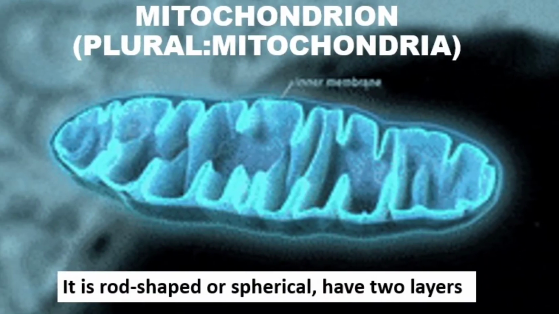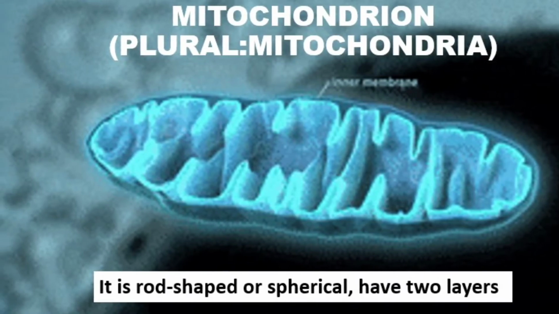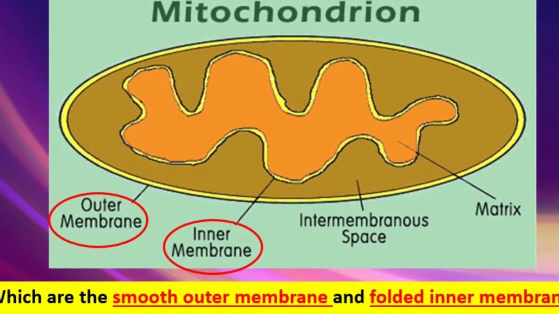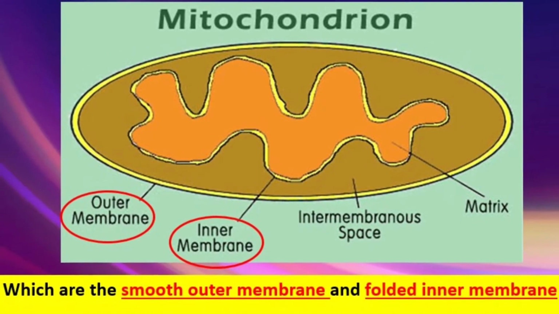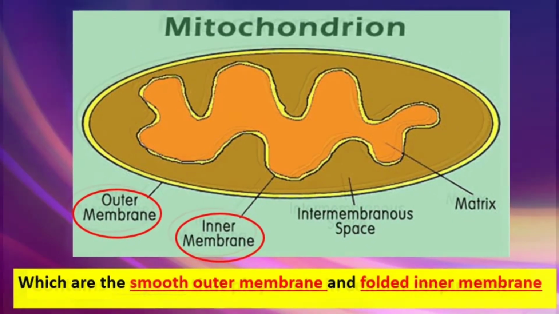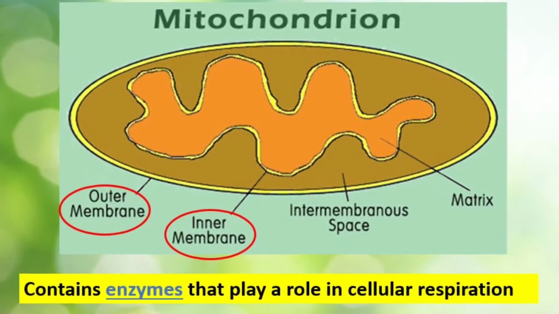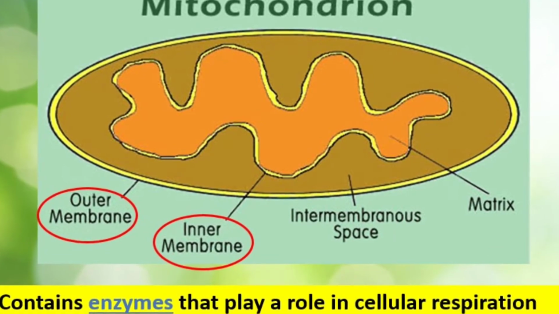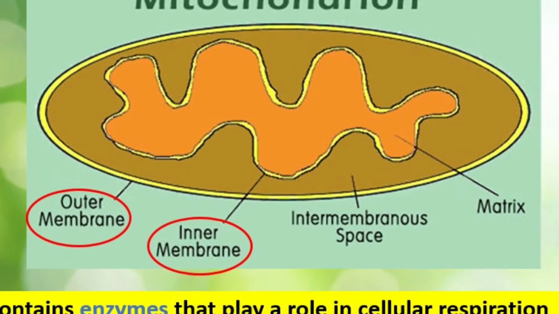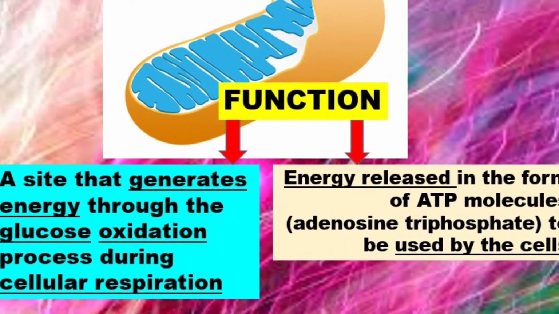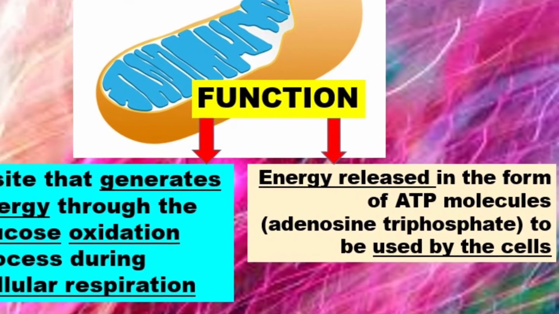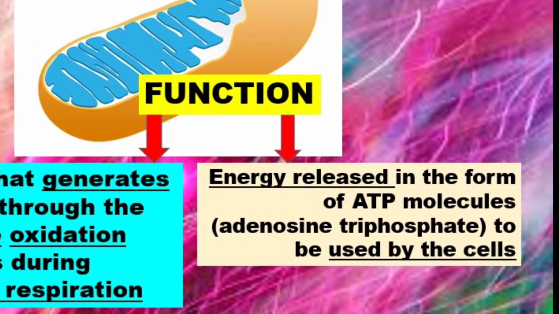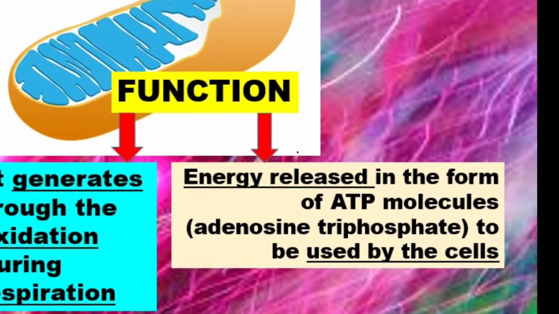Mitochondria is rod-shaped or spherical and has layers. The layers consist of a smooth outer membrane and a folded inner membrane. Besides that, the mitochondria also contain enzymes which play a role in cellular respiration. Mitochondria is the site where energy is generated during cellular respiration through glucose oxidation and energy release in the form of ATP.